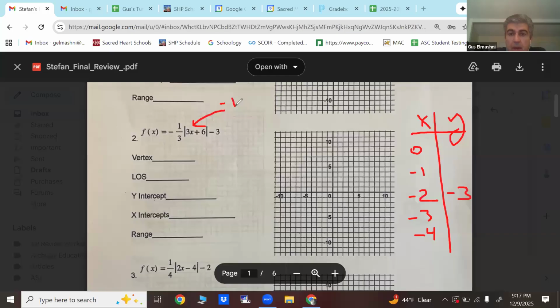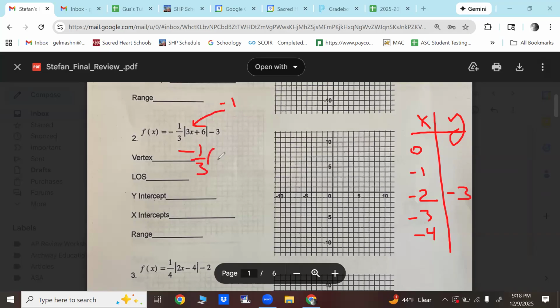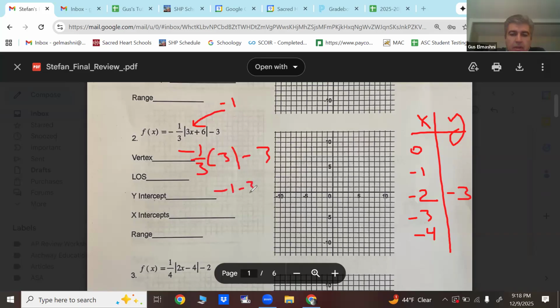Okay, let's plug in say -1. Plug in -1, what happens? -3x plus x. It's 3. Okay. That's 3. And -1/3 of 3, it's -1. And -1 minus 3, taking 3 away from -1. Oh, -4. Good.